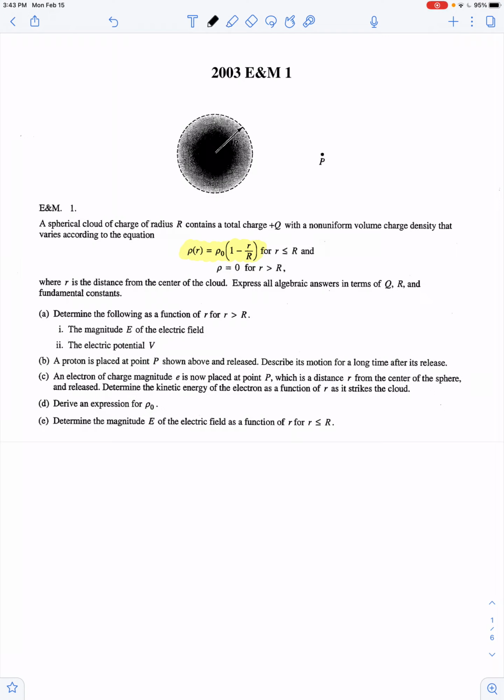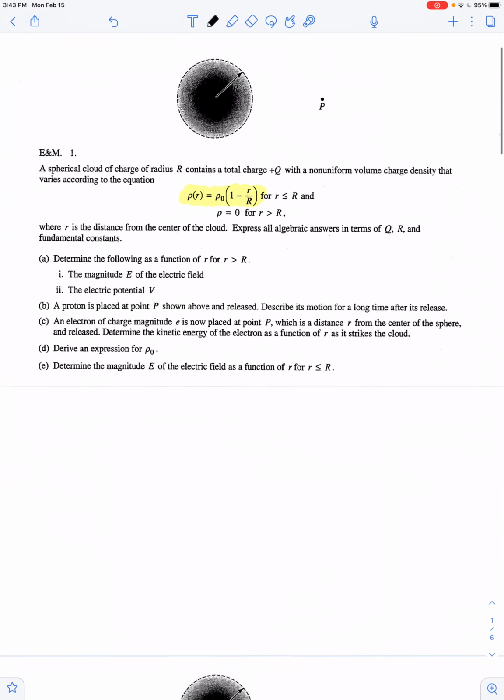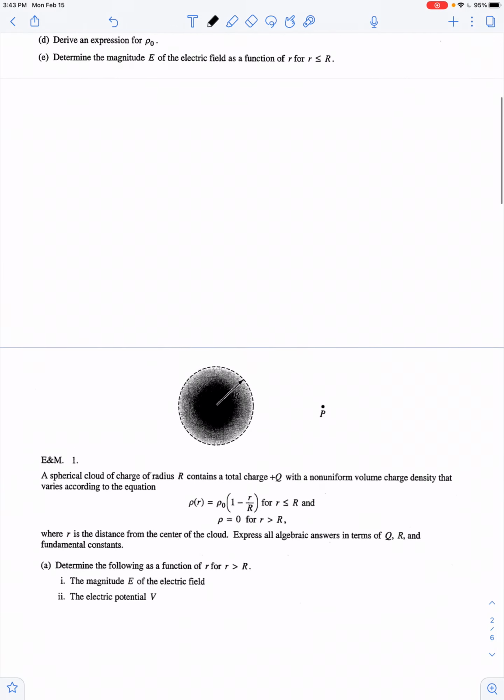As always, take a moment, pause, read everything on the screen, or print out your own hard copy and resume after you've read all the parts A through E. Okay, so now that you've got a preview of everything we're going to do, let's break it down and solve it all one at a time.